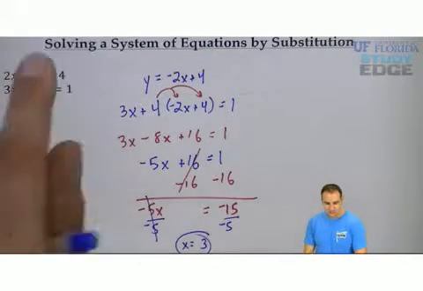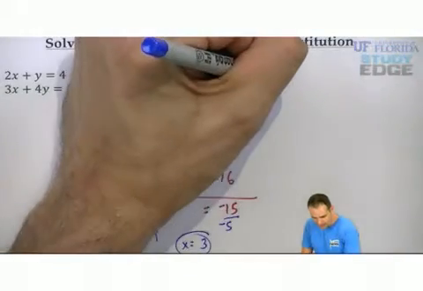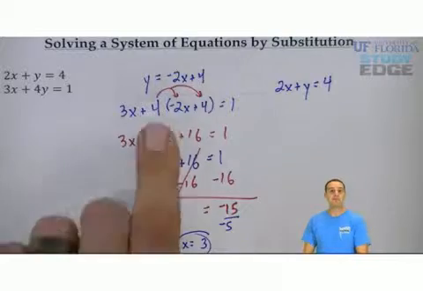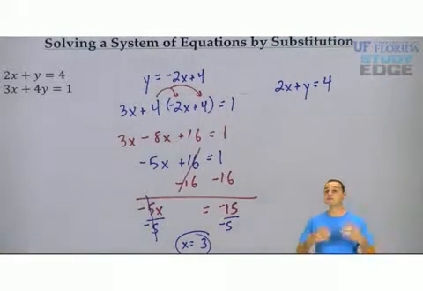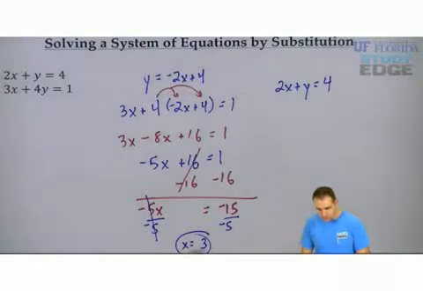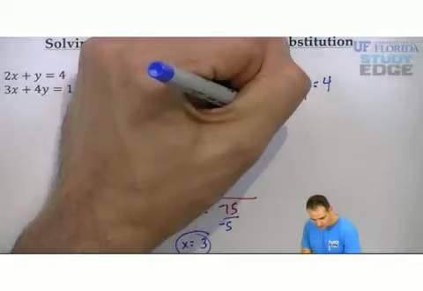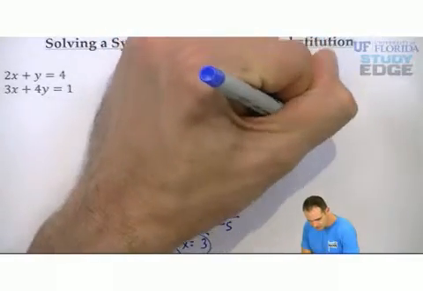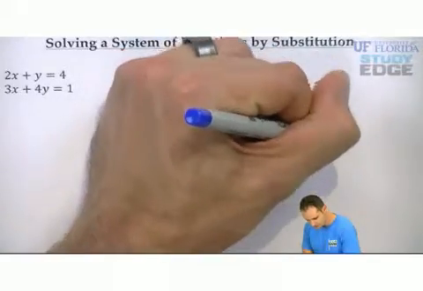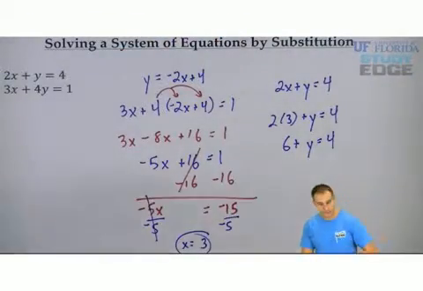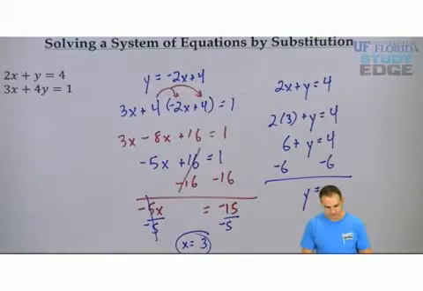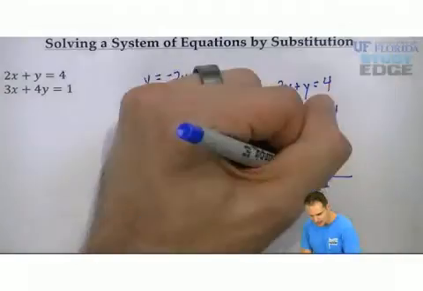If I plug back into, let's say, the first equation, I have 2x plus y equal to 4. Or I could even plug into this equation, that way I don't have to solve anything else out. Either way, we should get the same answer. So if I was to plug back into the original one, 2 times 3 plus y equals 4. 2 times 3 is 6. Subtract the 6 over, and y equals negative 2.